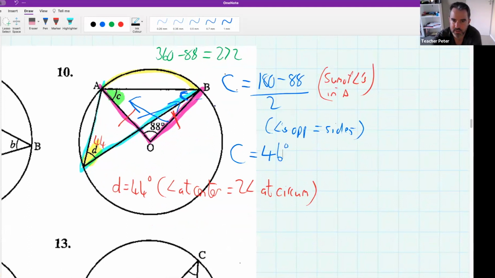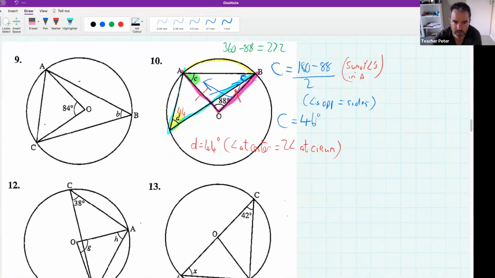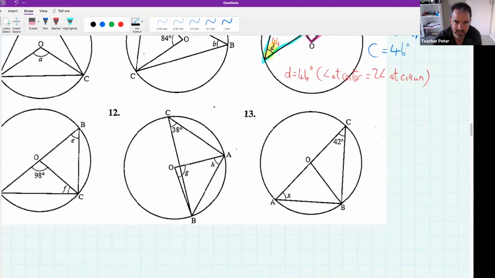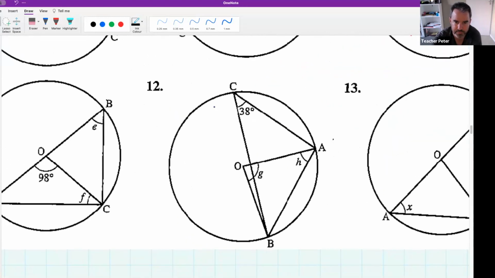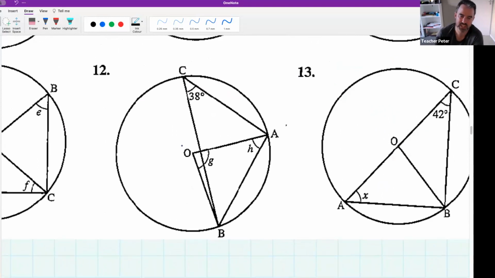All right, everyone. I don't think that was that easy, to be honest. So let's go and do another one that's somewhat like that. Let's do number 12. Can you find the size of angle G? And then after finding the size of angle G, can you find the size of angle H?